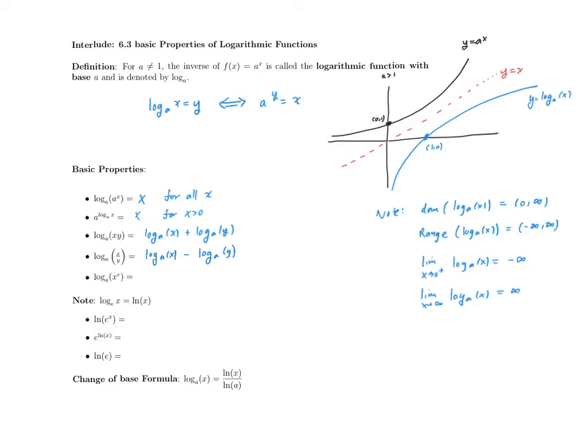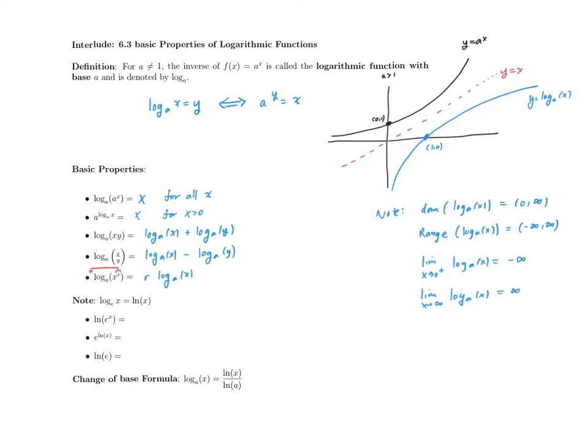And finally, if you have an exponent inside a logarithm, that becomes a constant in front. We can write this as r times log base a of x. And we will make frequent use of these common properties of the logarithm.